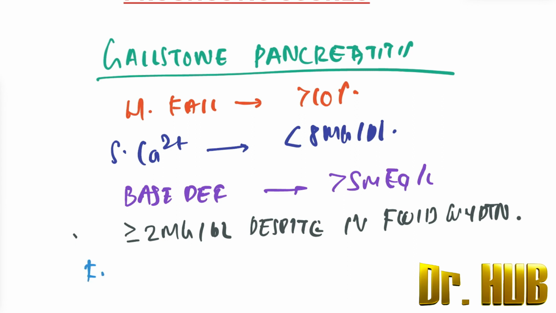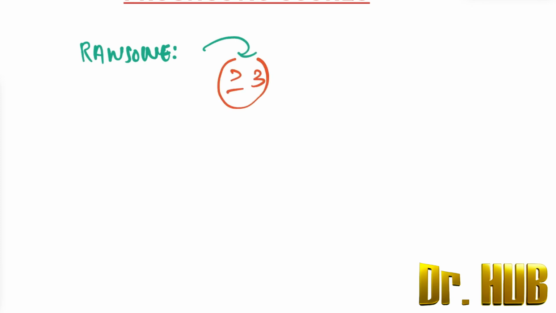Then let's look at the fluid sequestration. This will be greater than 4 liters, and the PaO2 is unavailable. Next, let's move on to the Ranson score. Here in the Ranson score, a score greater than 3 means acute severe pancreatitis.